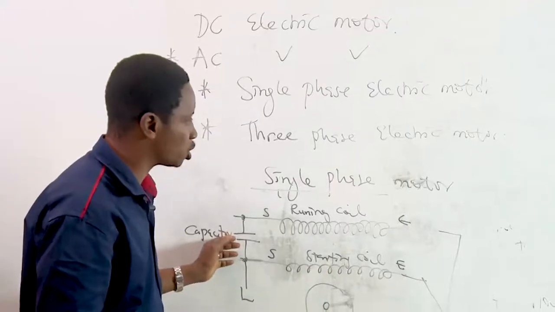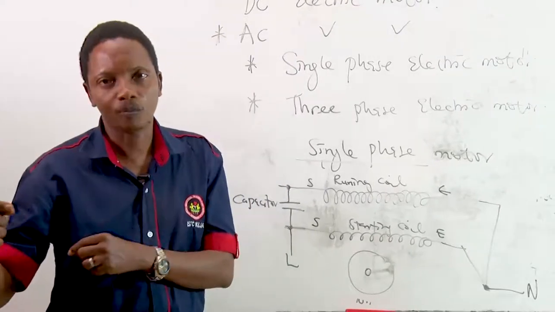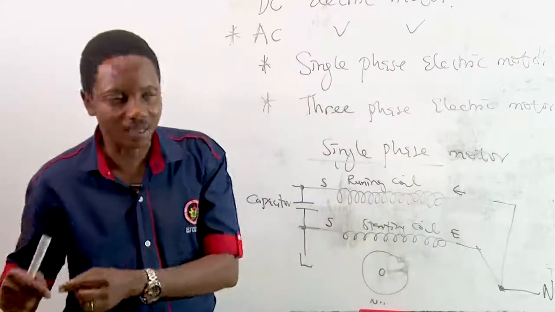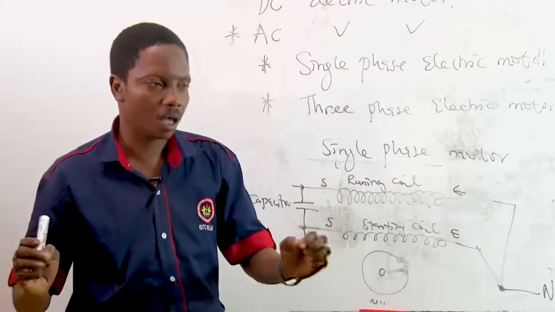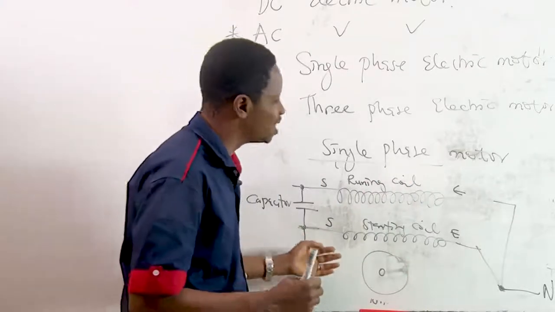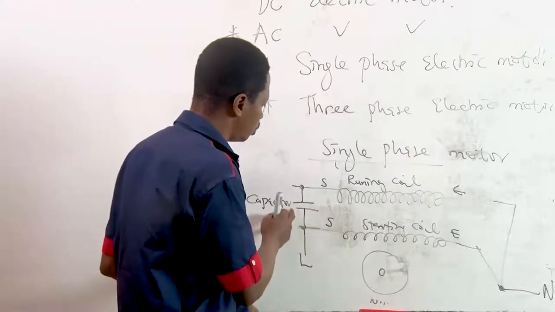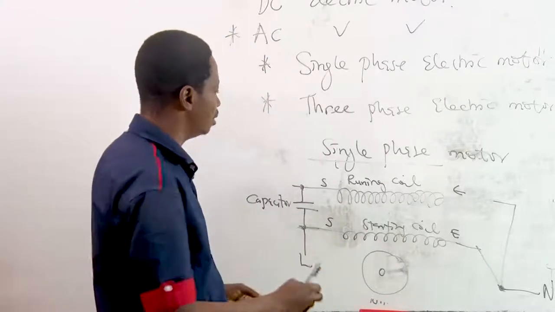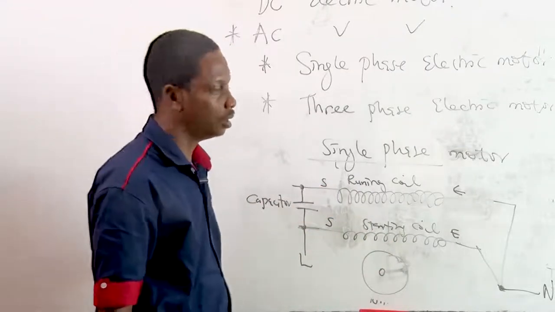And with the help of the capacitor, it will do what? In capacitance circuits, current is leading. In inductive circuits, current is lagging. Because of that, it will now help us to have the current in phase. And when the current is in phase, the current will no more be lagging. So the moment you turn on the electric motor, it will start. And that is the function of the capacitor, to kickstart it. And the moment it starts working, within some time, the current will flow through the running coil.